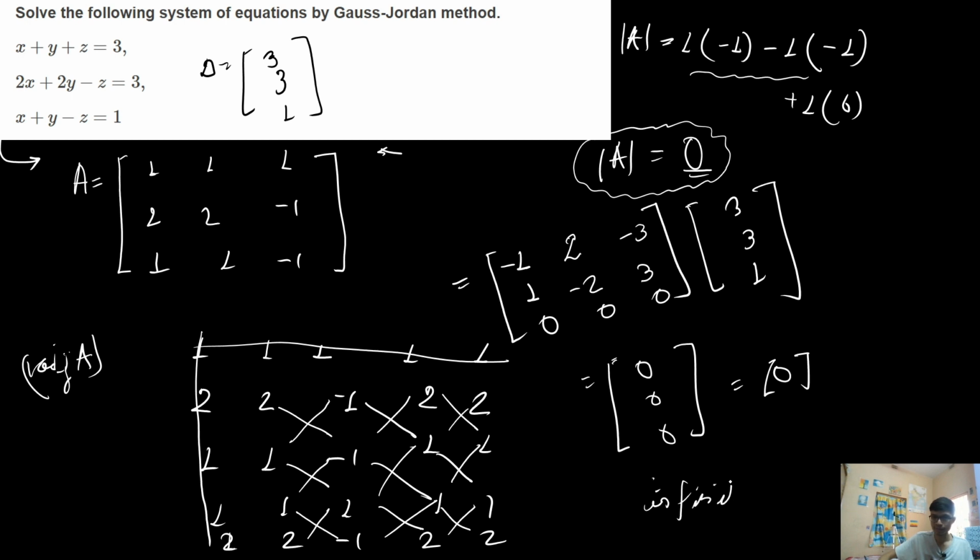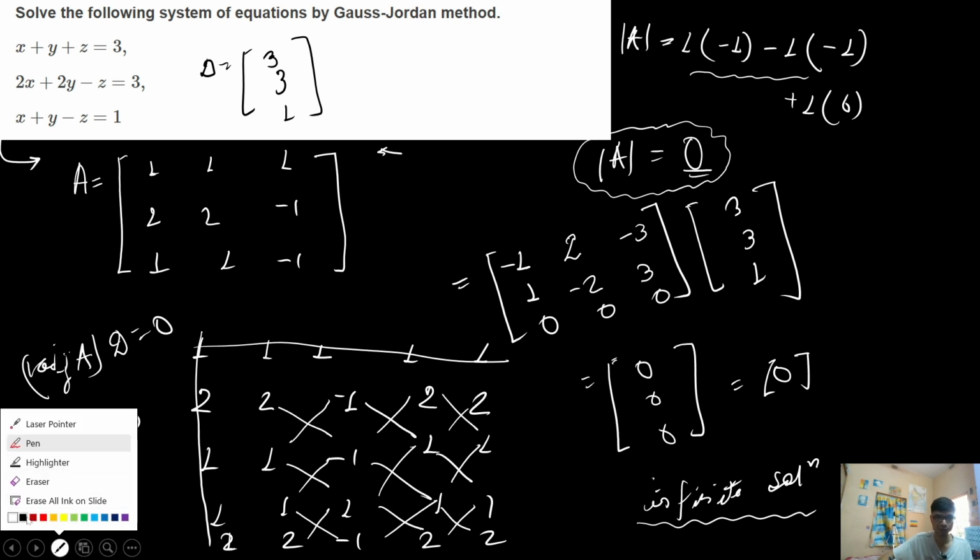From here we get that the adjoint times the matrix D is also equal to the null matrix, and the determinant value is also equal to 0. So from here we get the condition that we get an infinite number of solutions. Now how to solve this infinite number of solutions?